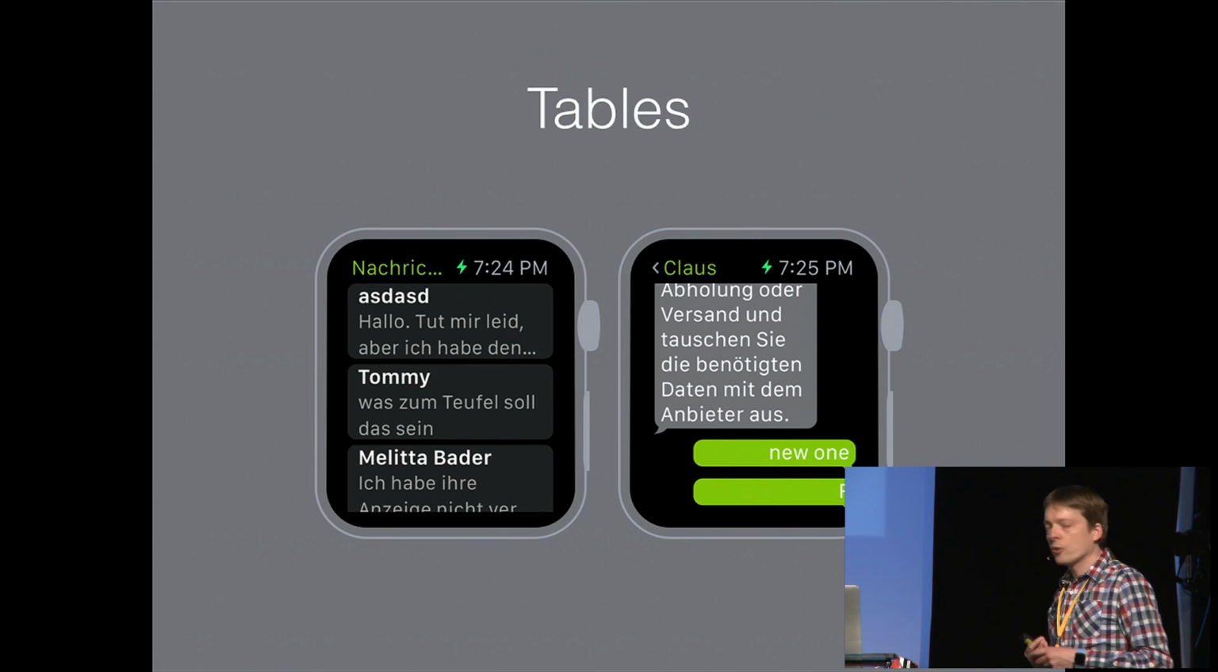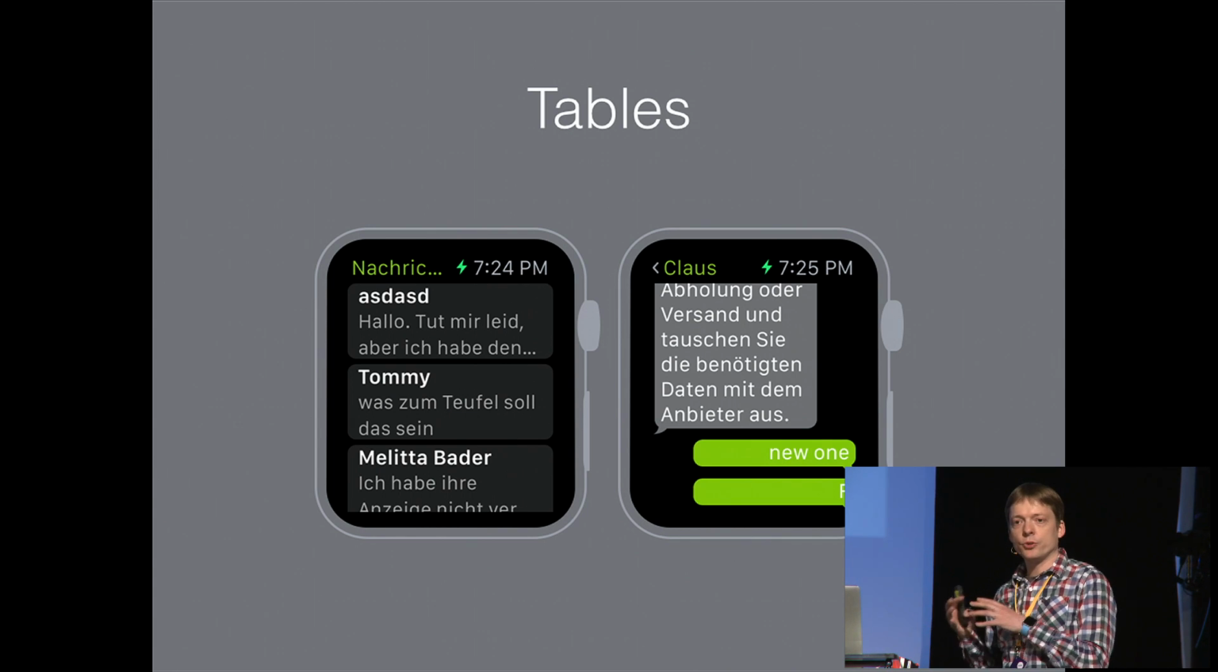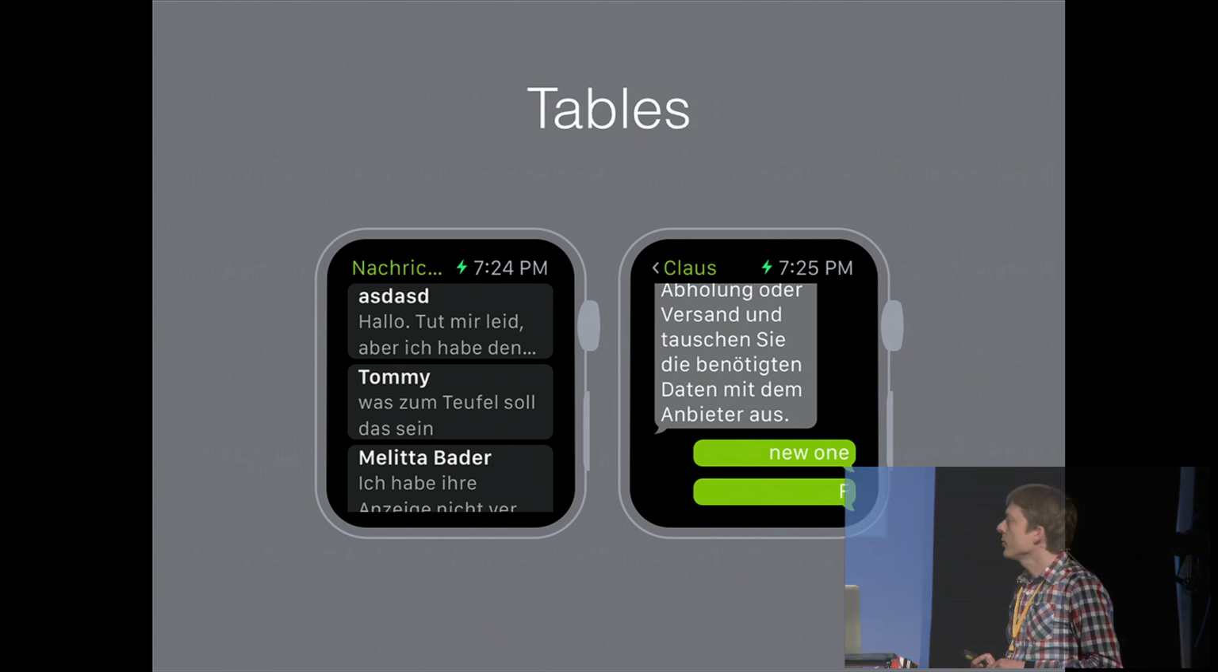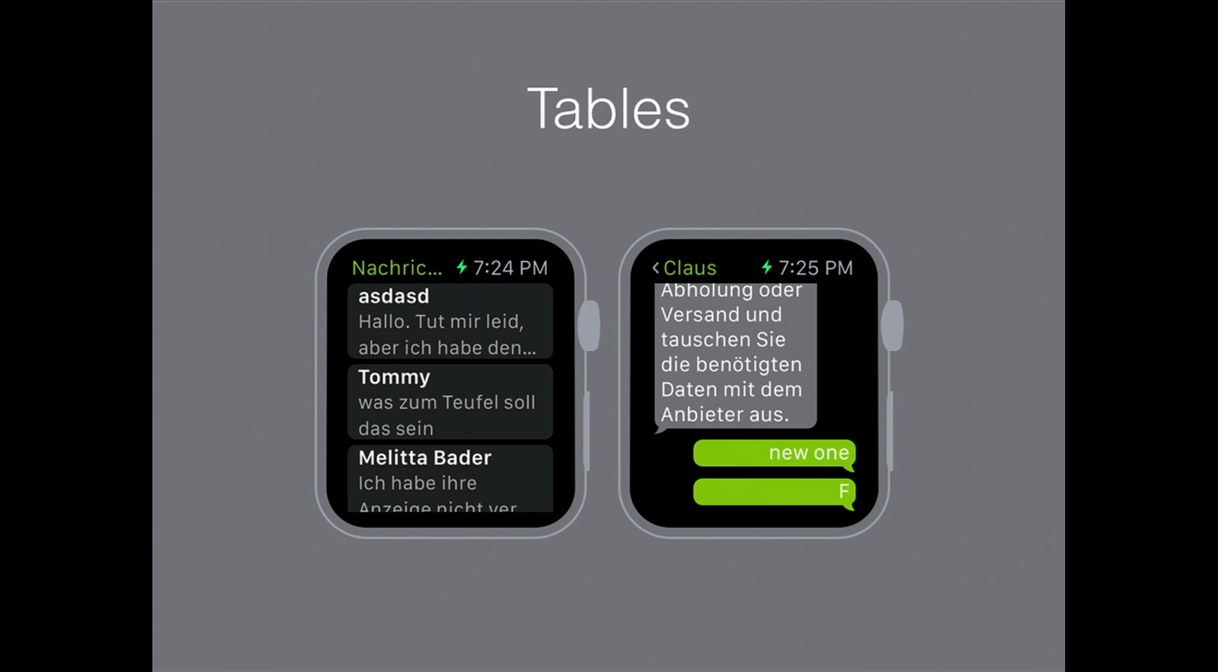I mentioned storyboards, and most importantly, you cannot actually create views in code. So you cannot add or remove labels or buttons. What you can do instead is hide and show them. So it's quite common to actually have some hidden views and then switch in between them.